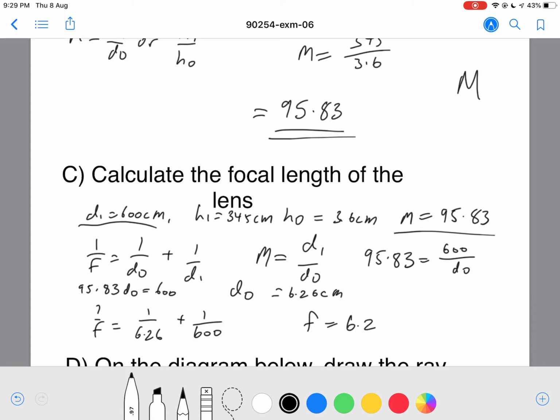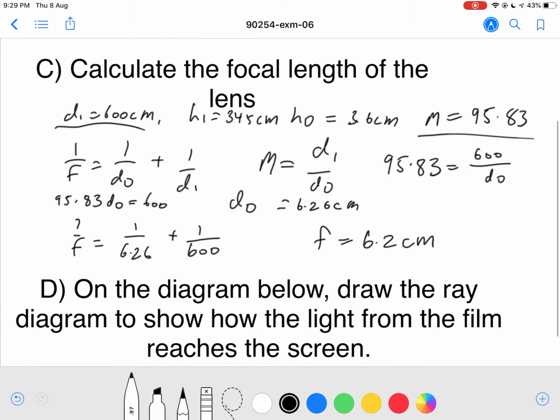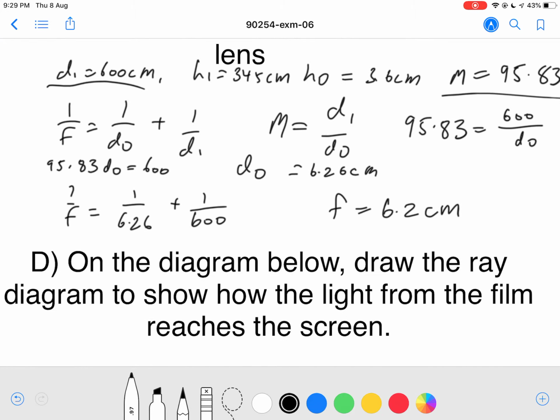6.2 centimeters there. If you're not sure how to get this answer in the calculator, basically you add these two fractions. So you press 1 divided by 6.26, bracket, plus, bracket, 1 divided by 600, and then you do 1 divided by the answer you just got to get your focal length. Okay, so if you didn't know how to get that, that's how you would get that. So you get your 6.2 centimeters here, and that's your excellence grade for getting the correct answer there.